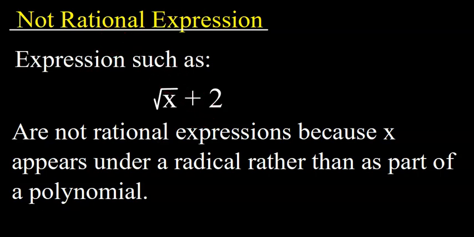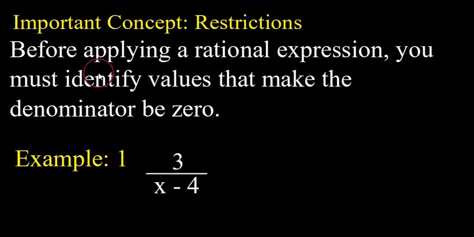Now let's look at the next part. We want to look at important restrictions. Important restrictions help us to know the particular value that we cannot use, because if we use that particular value, the whole expression is going to become undefined. So what makes x become zero, that's what I want to look at.